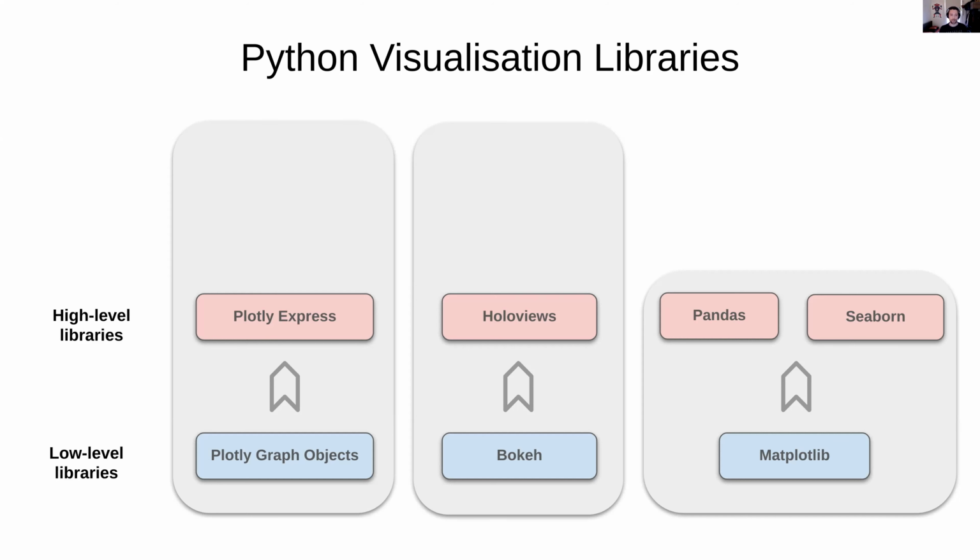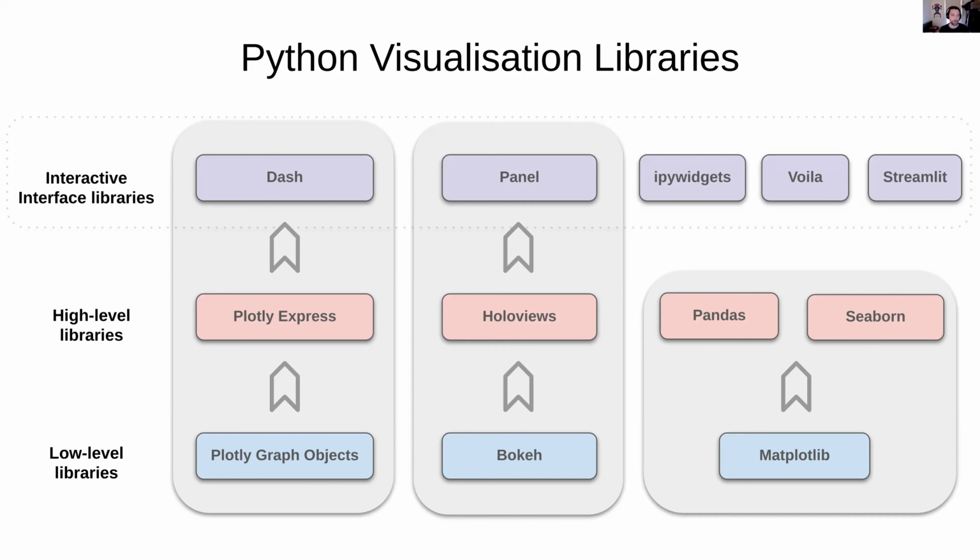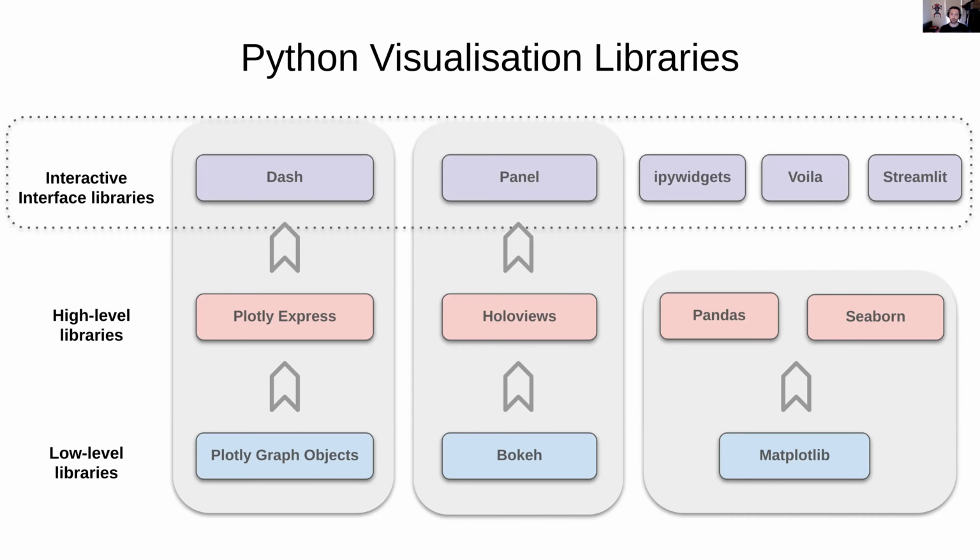But what we're looking at today is the ones that sit over the top. These are the interactive interface libraries that work with those below. They don't all necessarily require you to use the ones directly below them. Some of them do, but a lot of them are quite flexible. So that's how I would think about these levels of abstraction.